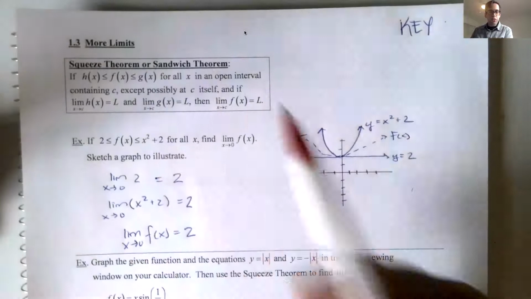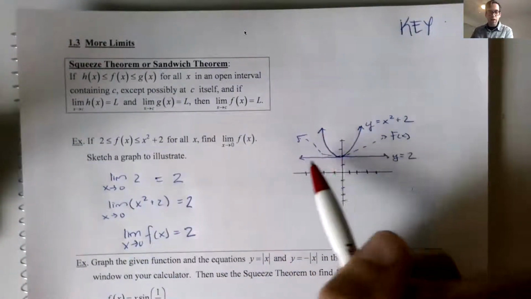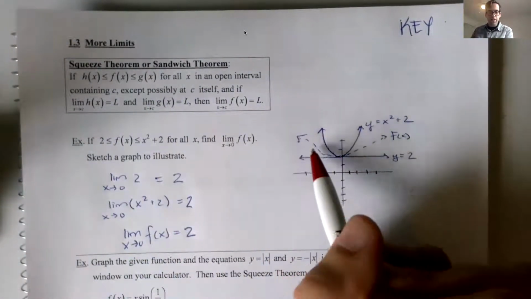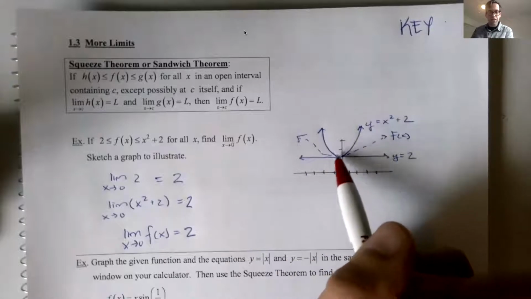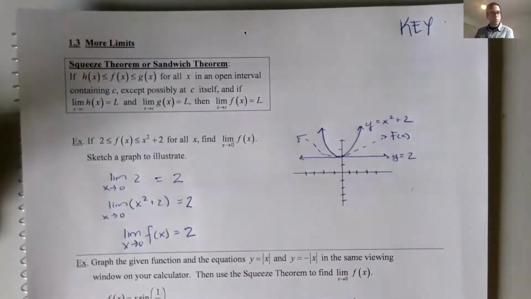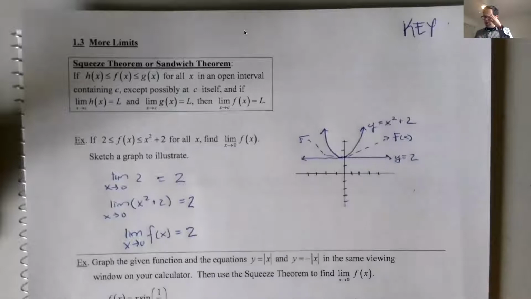The sandwich part of it would be like the upper and the lower functions are like the crust, and then this is like the filling that's getting squished towards the middle. But we usually call it the squeeze theorem. Okay, so that's how the squeeze theorem works. Let's take a look at another example.